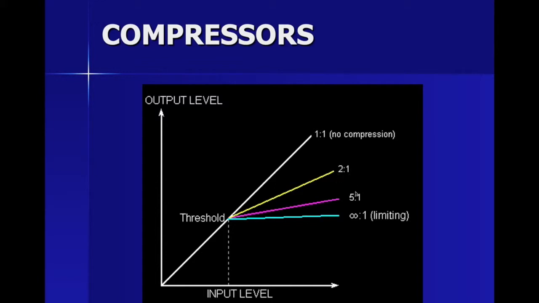And we can keep increasing that ratio. Here's a 5 to 1. So for every 5 dB of input signal we increase beyond the threshold, we only get 1 dB. So this is how much it's turning it down. And when we take it all the way to the extreme stage, we have what's called limiting, where once the input signal hits the threshold, it will only be increased on the output stage by a very little amount or by nothing.